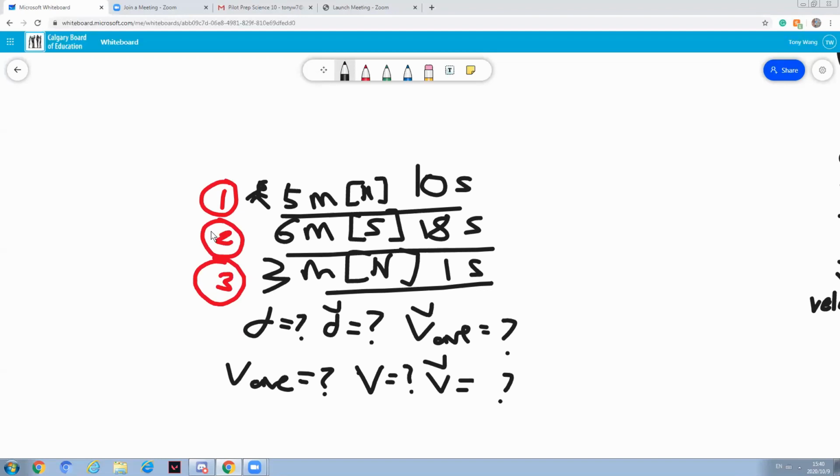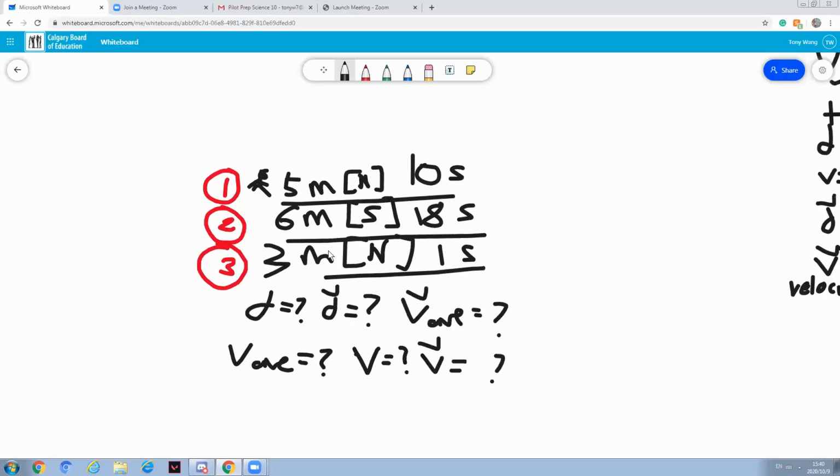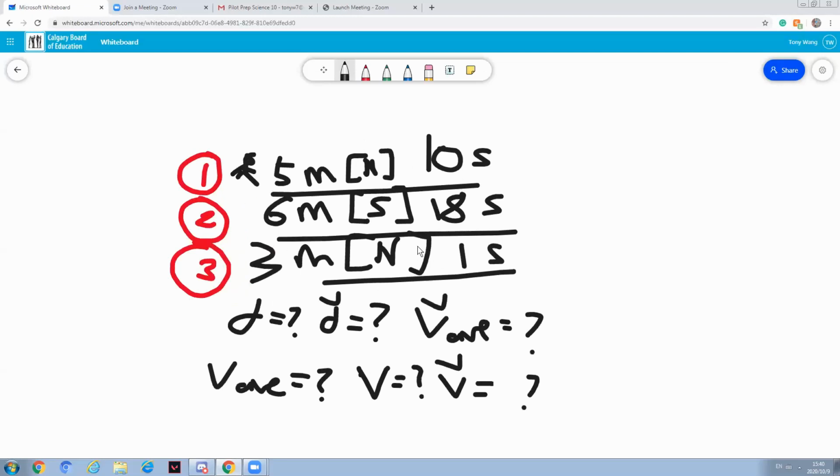In the second part of his travel, he travels 6 meters south in 18 seconds. And in the third part, he travels 3 meters north in 1 second. So speed and time are fluctuating. Given this information, we can solve for the distance, the displacement, the average velocity, the average speed, and the instantaneous speed, which means at a certain point in his travel, I can ask for the speed and you should be able to give it to me.